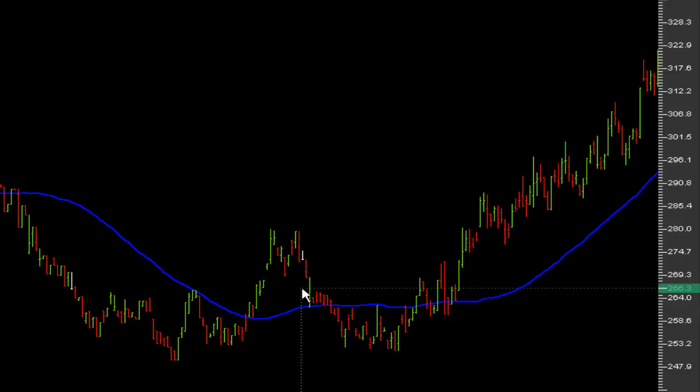I want to point out that this is something that works in all time frames, so you day traders might want to incorporate this as well. It actually works quite well for day trading as well.